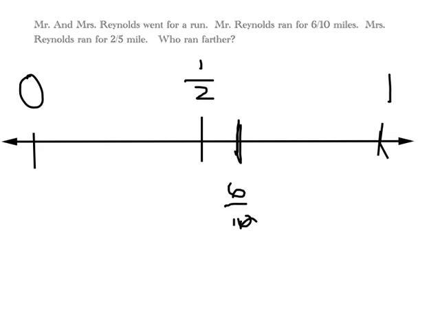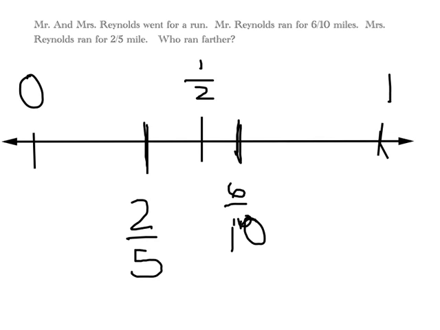Our other fraction is 2/5 of a mile. Well, if we know that half of 5 would be about 2.5, so we know it's less than half, but not by much. So we're thinking that 2/5 would be right in this area. So here's our 6/10 in that.